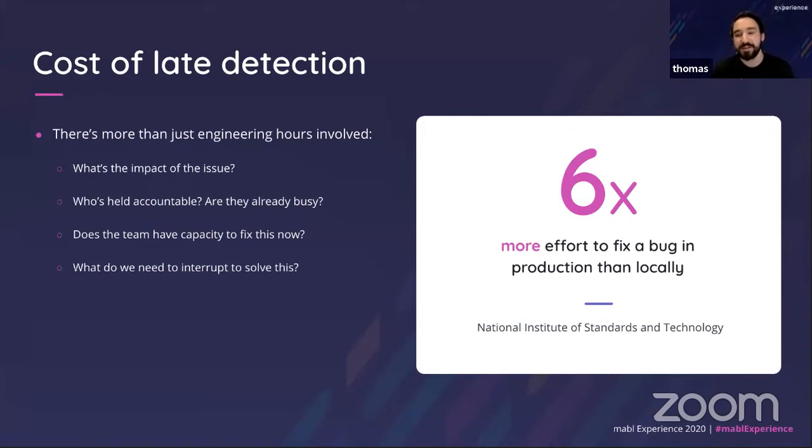Great. So moving on, just wanted to quickly touch on the cost of late detection. According to the National Institute of Standards and Technology, there's 6 times more effort to fix a bug in production than locally. That's a lot, but I don't think it accounts for the whole picture here. There's more than just engineering hours involved.